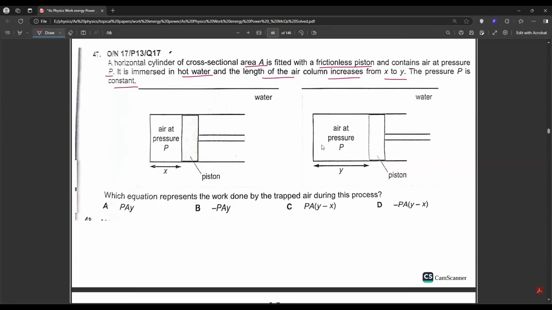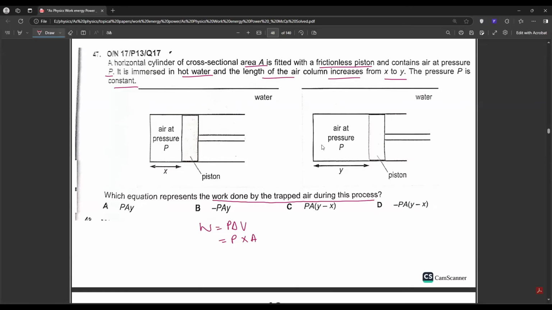The pressure P is constant. Which equation represents the work done by the trapped air during this process? Okay, we have to calculate the work done by the trapped air. Pressure into change in volume. Your pressure is P multiplied by area multiplied by change in height.